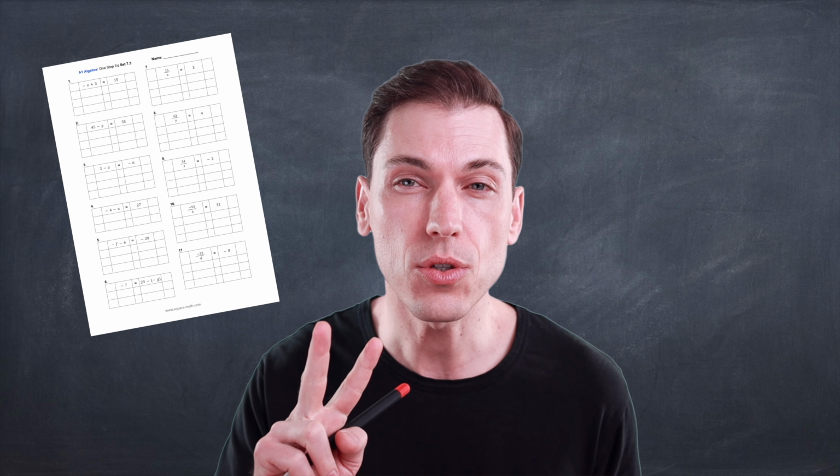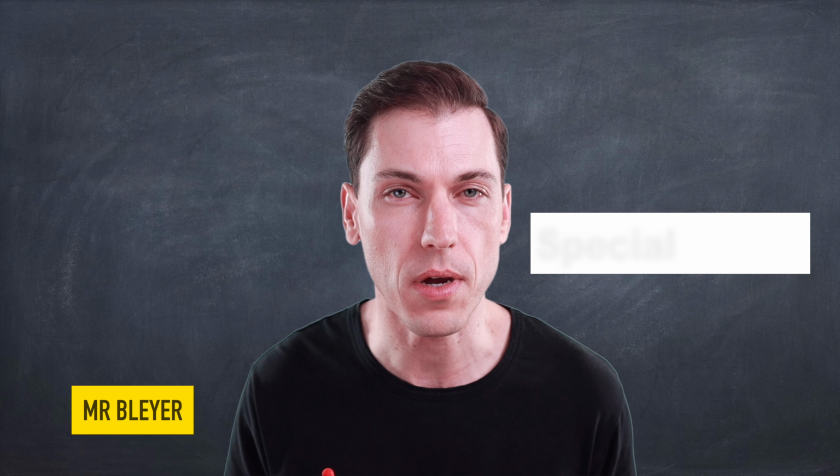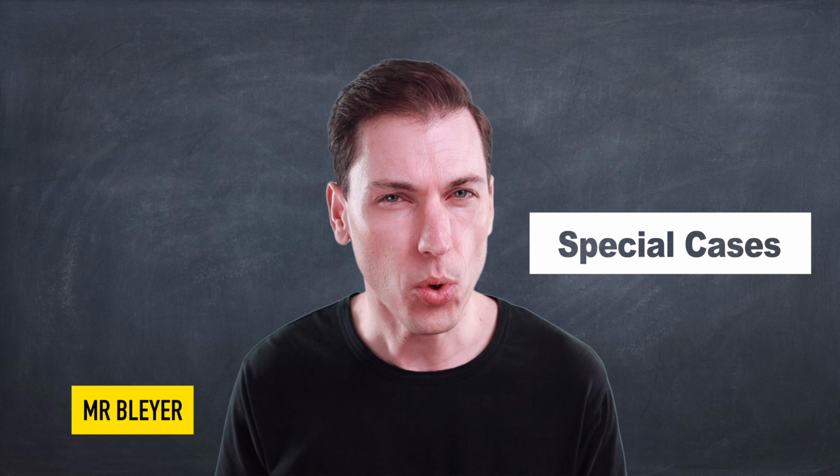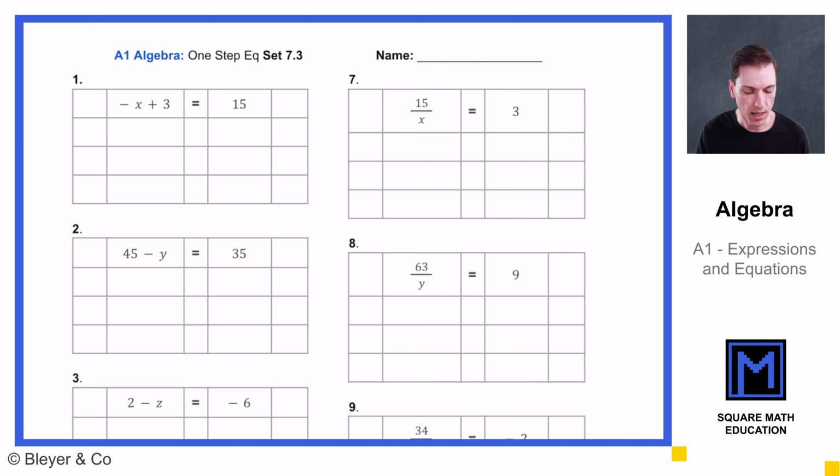We're going to see two special types of equation. Let's check what is special about them. The first equation is negative x added to 3 equals 15. As you may notice, now we have a negative x.